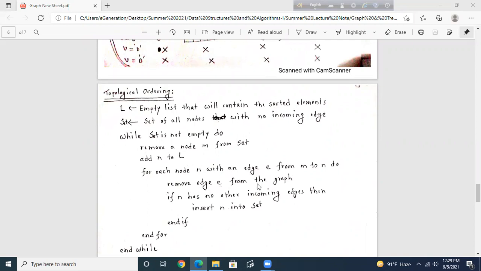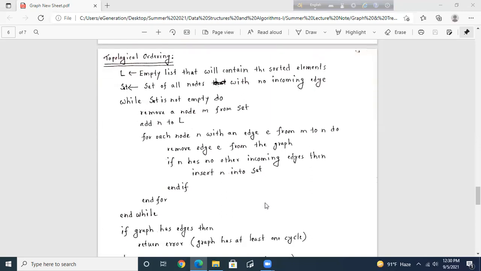Now remove edge E from the graph. Here from M to N some edges are there, so from the edges, one of the edges should be discarded from the graph. Edge E should be discarded from the graph. If N has no incoming edge, now you have to check whether the N you selected contains an incoming edge or not. If it does not, then insert N into the set.